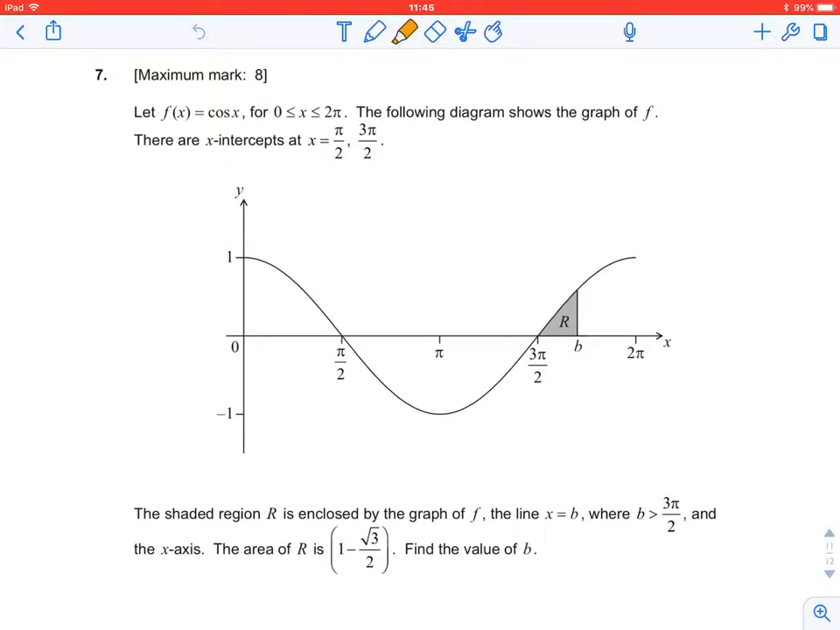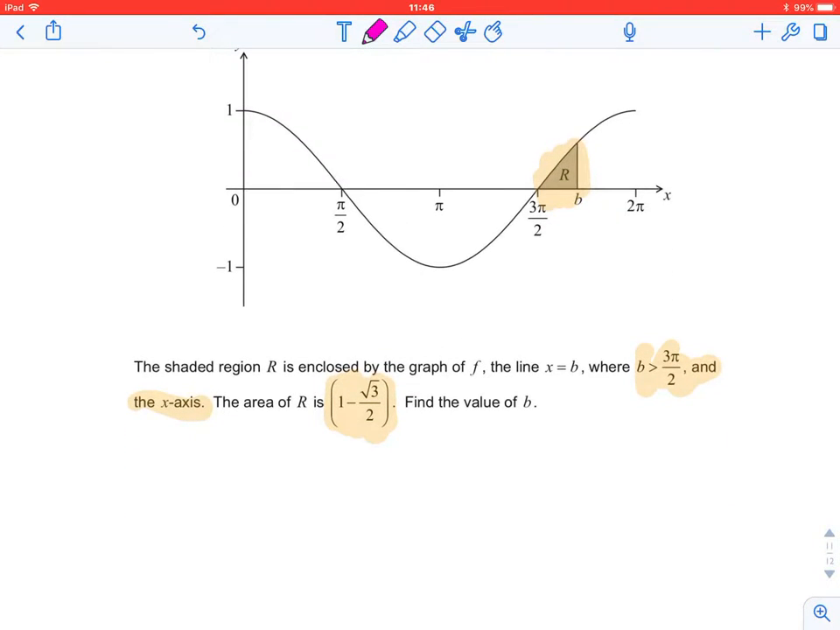This tells us that we have a shaded region, R, right here, and we're given some boundaries of that shaded region, specifically that it starts when x is equal to 3 pi over 2. It ends at this value b, where b is greater than 3 pi over 2. And the x-axis forms the bottom of that region. And we're told that the value of that area is 1 minus the square root of 3 over 2, and we're asked to find the value of b.